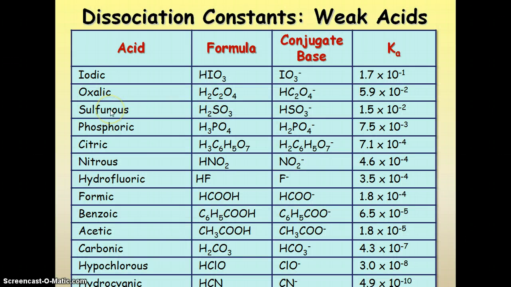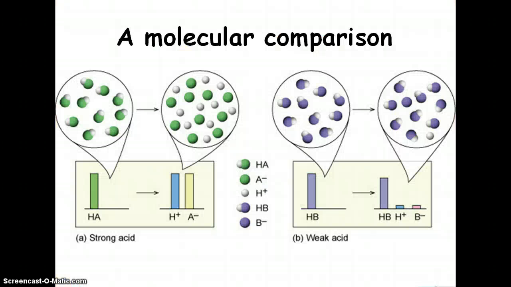Here are some common weak acids. Again, you don't have to memorize any weak acids, but I would like you to just notice their values. So we've got anything from 10 to the negative 1, which would be 0.17, all the way down to 10 to the negative 10th, which would be like 9 zeros, and then the 4 nines. So very different.